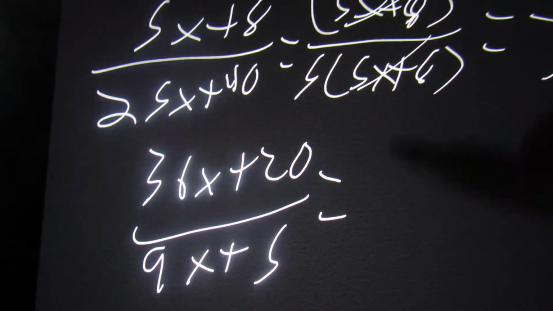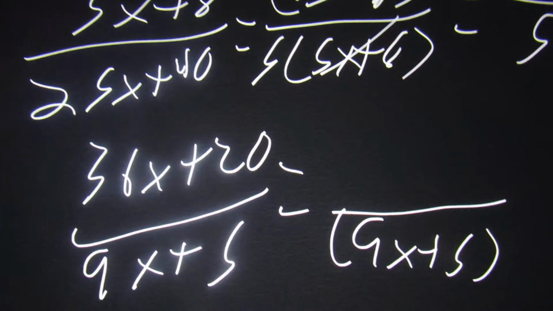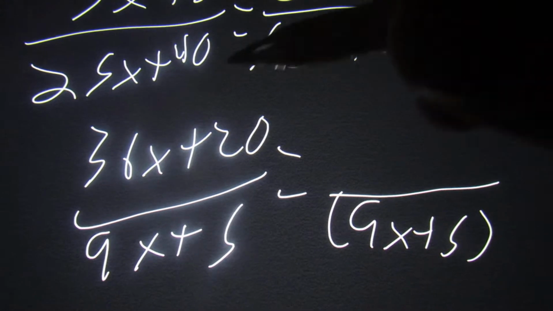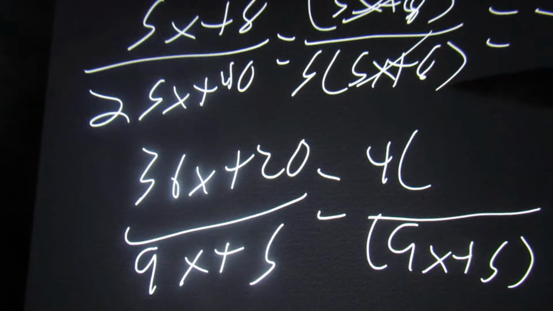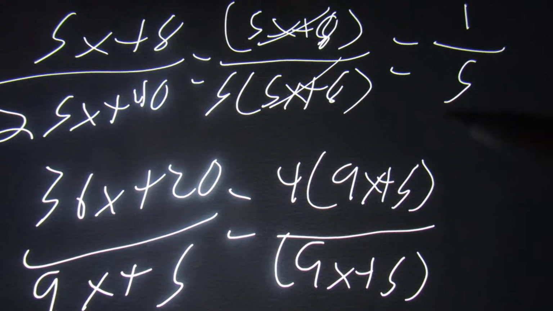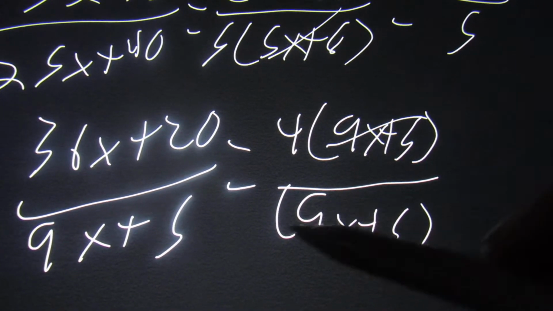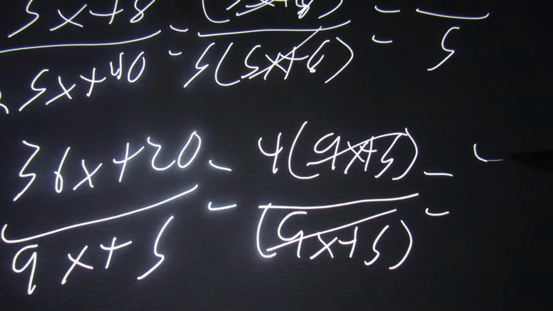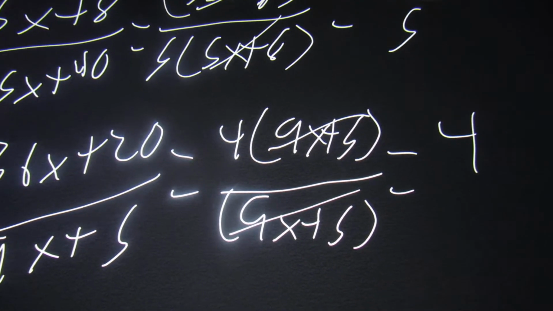Okay, so we can't do anything on the bottom, so I'm going to leave that as 9x plus 5 and put it in parentheses. On the top, we can factor out a 4, and when we do that, we're going to get 9x plus 5. The 9x plus 5's, we have 1 on top and 1 on bottom, so those will cancel, and we're left with 4 on top, 1 on bottom, but we don't need to write that 1.